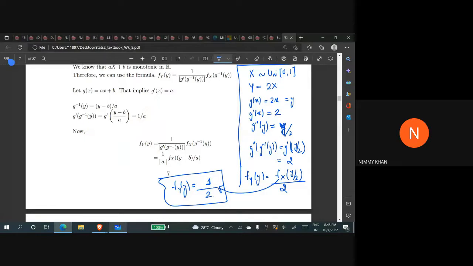Ma'am, g dash of y by 2 is 1 by 2, right? Again, the same question you asked. This is not with respect to y, this is with respect to x. It's like g is a function of x, and the independent variable in that function is y by 2. So first we are differentiating with respect to x, and then we are putting y by 2 at the place of x. That's what we are doing.